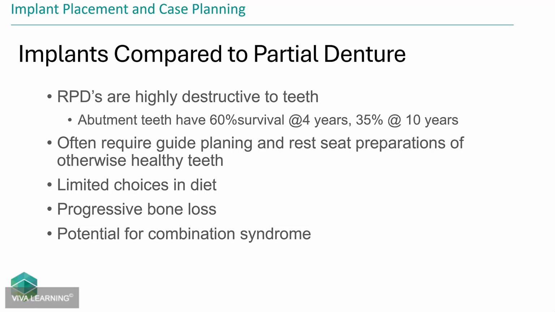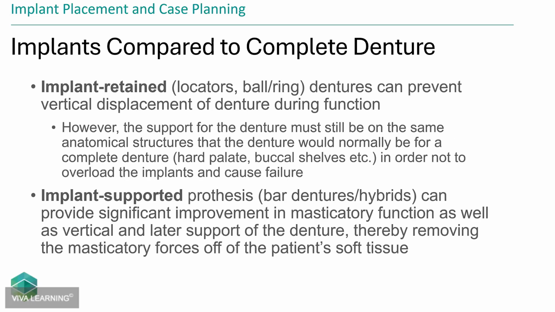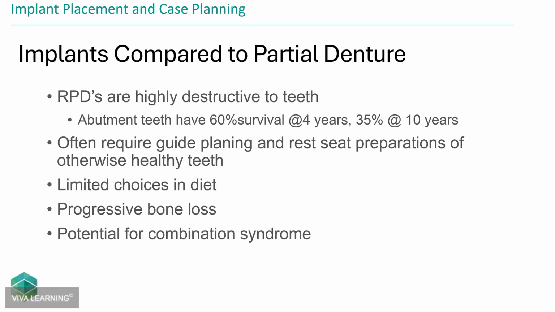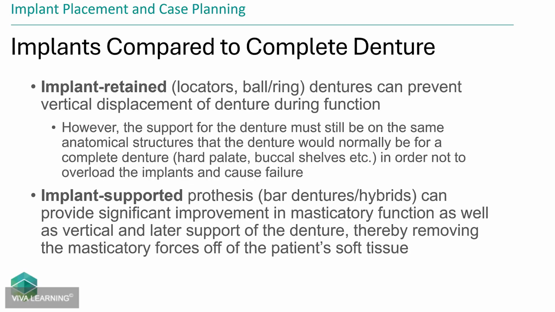If you have a C-clasp around a tooth, there is a 35% chance that it's still going to be there in 10 years. There's a 60% chance that it'll be there in 4 years. That's why we've all seen us do partials, and then we add teeth, and then it eventually becomes a denture. So I'll breeze over that. We all know that implants are superior to partial dentures, particularly when it comes to distal extensions.